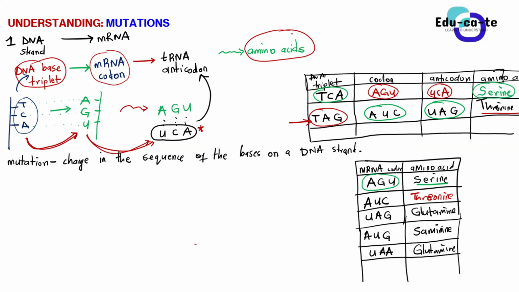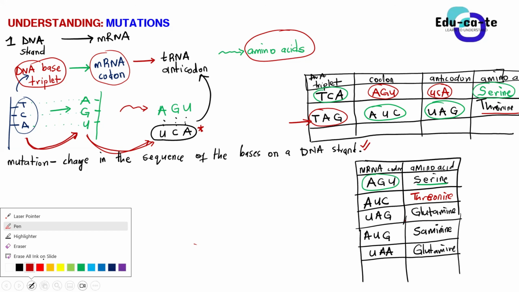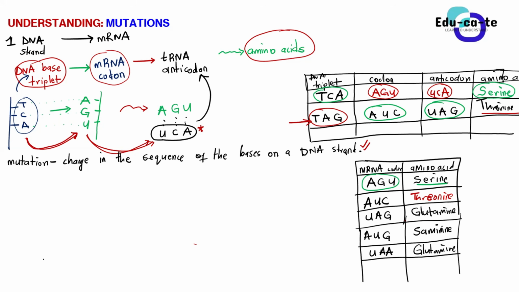Yes, Sam? So, sir, if I'm answering for 3 marks, I should write the definition first. No, you don't have to write the definition. When it's a 3 marks question, most of the times they want you to apply the facts that you know. So we'll go to how to answer. For now, I'm just defining what a mutation is so that you guys understand.